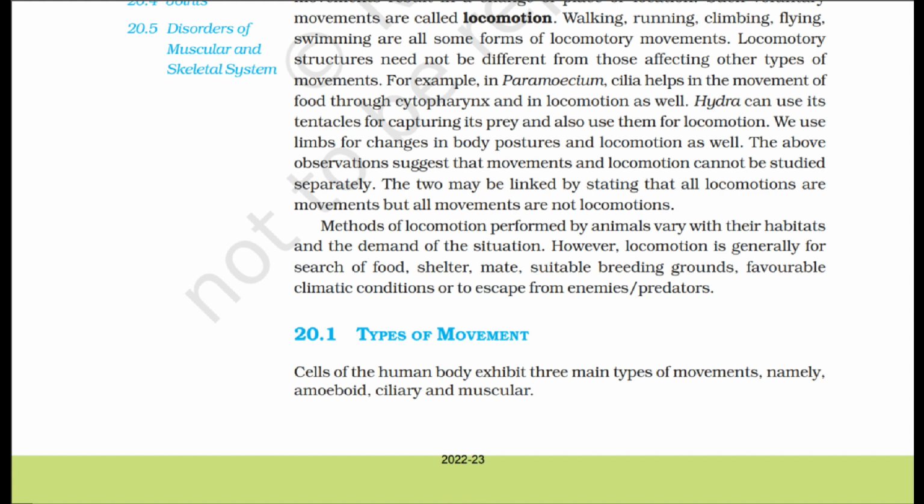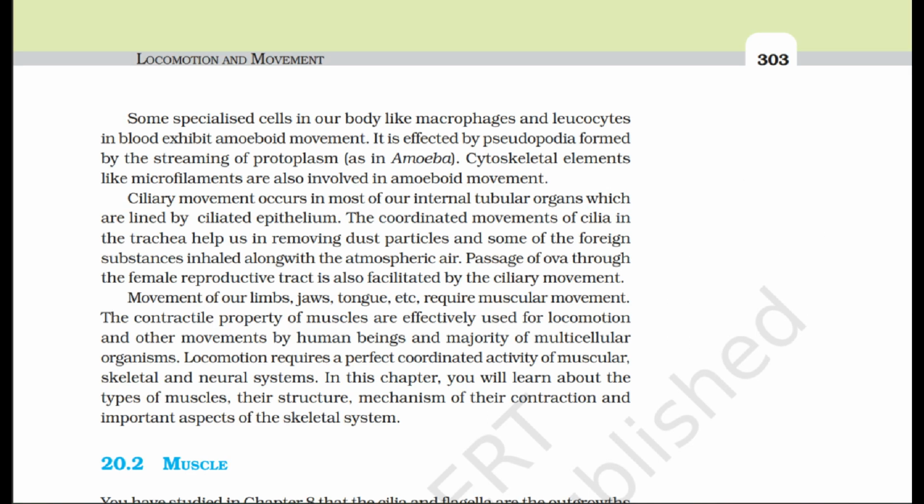Types of movement. Cells of the human body exhibit three main types of movements, namely, amoeboid, ciliary, and muscular. Some specialized cells in our body like macrophages and leukocytes in blood exhibit amoeboid movement. It is affected by pseudopodia formed by the streaming of protoplasm, as in amoeba. Cytoskeletal elements like microfilaments are also involved in amoeboid movement.